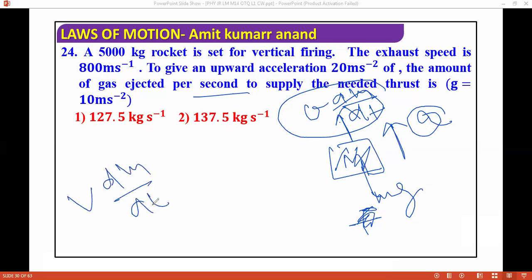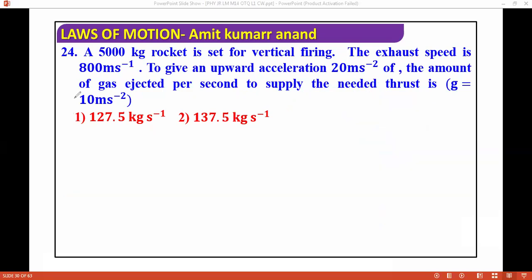This is the upward force minus f. F is what? Because of weight, equal to net force. Net force is what? Mass into acceleration. Net force is mass into acceleration. So if you use these concepts, you can solve these questions.